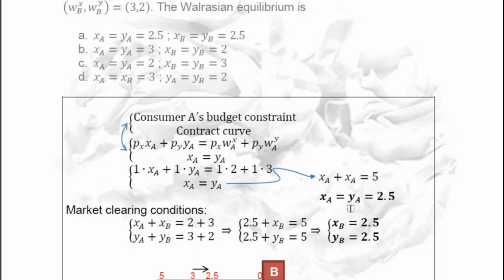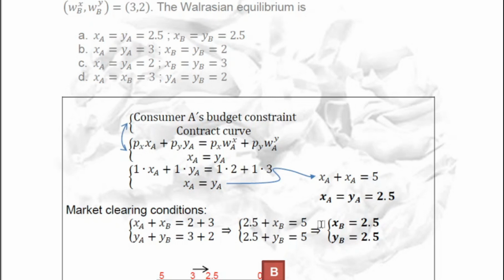Then as consumer B has perfect substitutes, and I repeat, it's the indifference curve, the demands are not useful. We just say that consumer B will demand the rest, the units consumer A doesn't demand. So XA plus XB equal to 5, because there are 5 units of X, and there are 5 units of Y also.